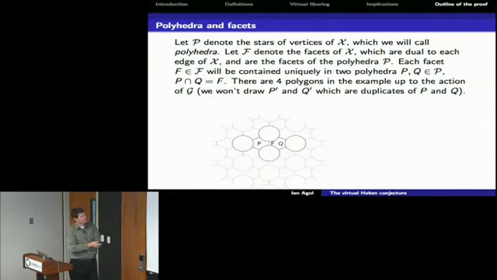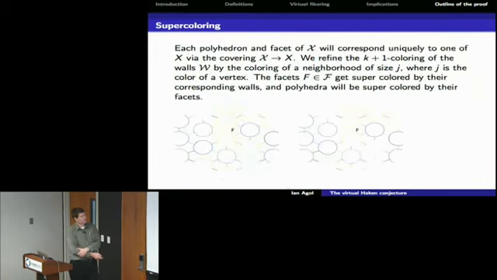I won't draw the other 2 polyhedra, which are just mirror images of these, or reflections of those from the other sheet. Okay, so those are our polyhedra. And now for a given coloring, we get colorings of the faces of these polyhedra. So this F is colored some color. Sorry, you can't really see the color that well.